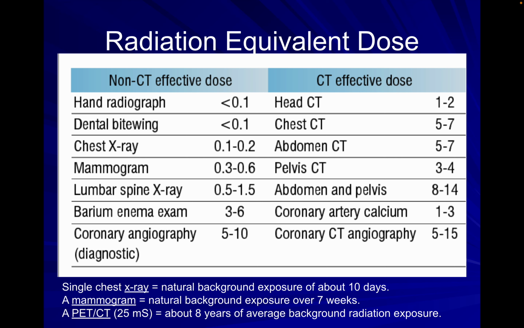And then on the right column, they're looking at the CTs. An abdominal CT is 5 to 7 millisieverts. An abdomen and pelvis, 8 to 14. And when you are looking at the coronary blood vessels with a dye study called the angiography that we'll talk about later, that can get up to 5, 10, 15 millisieverts, with a PET scan being about 25 millisieverts, about 8 years of average background radiation exposure.